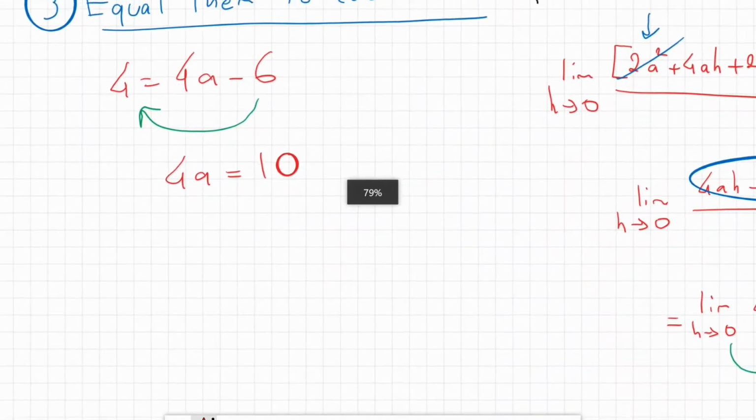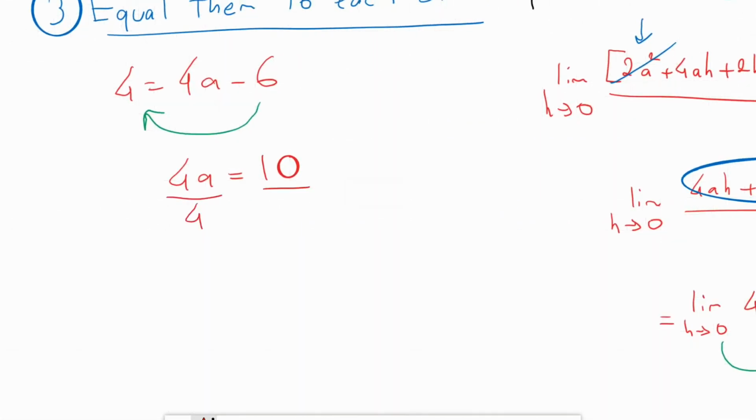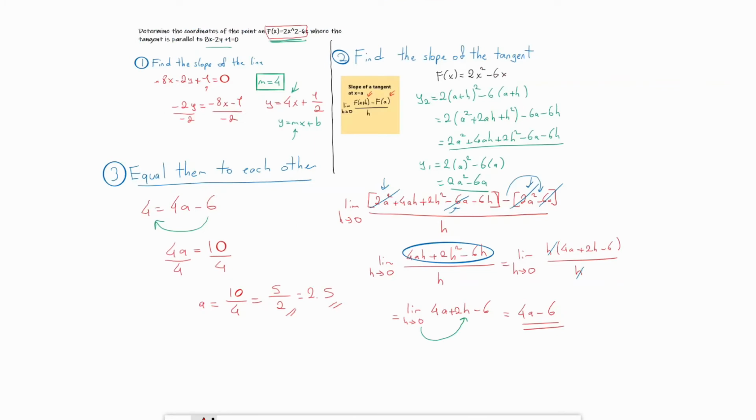So I'll end up with 4a equals 10. And now I can divide both sides by 4. And I can say a equals 10 over 4, or I can say 5 over 2, which will equal 2.5. But these answers are sufficient. So what we actually found over here is the x-coordinate.